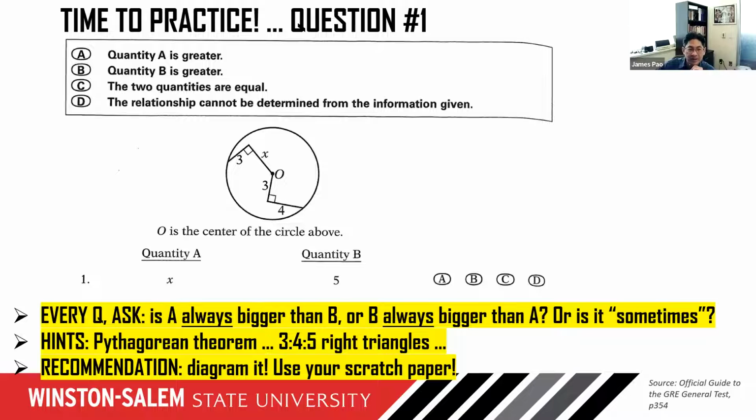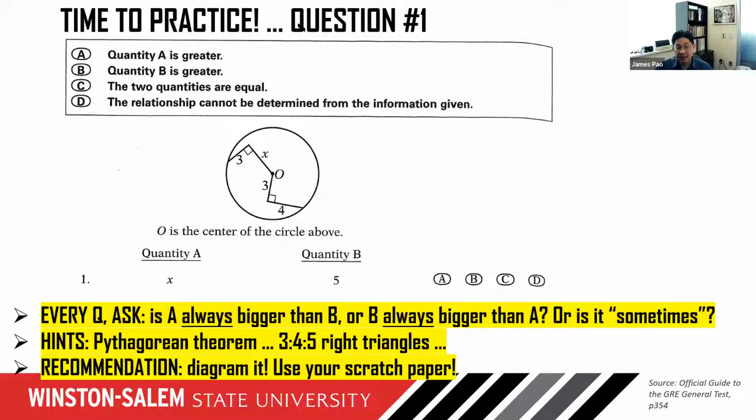So the question is basically saying, is quantity A, X, always greater than quantity B, which is 5? Or is quantity B always greater than A? Or are the two quantities equal all the time? Or is it sometimes A, sometimes B, in which case the answer is D, like I've told you before? So go ahead and pause the video now and try to answer the question yourself. Give yourself between 2 to 5 minutes.